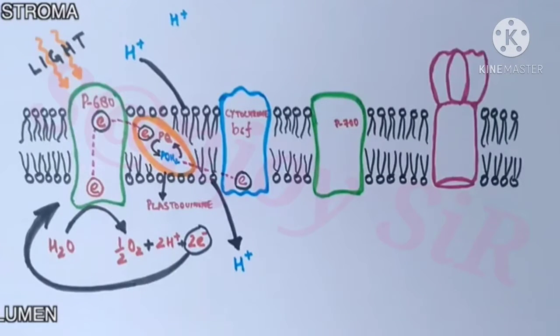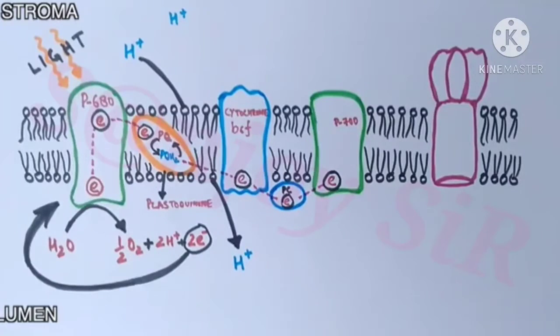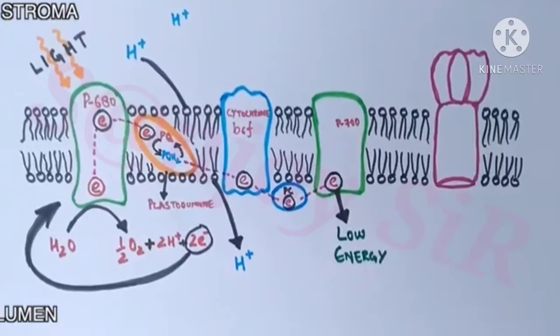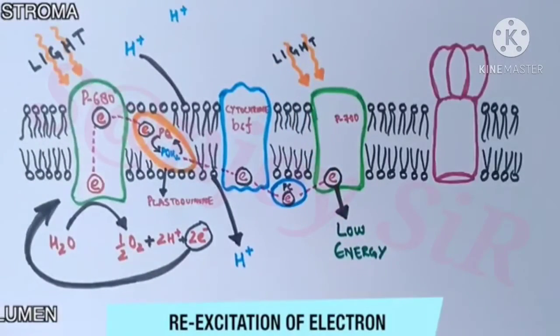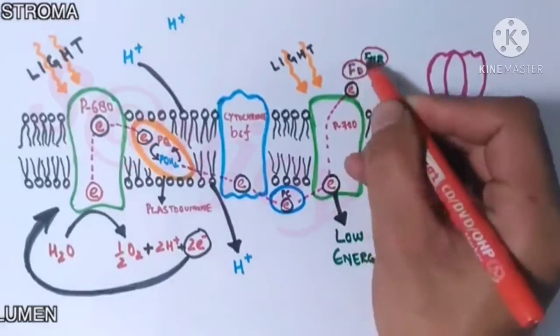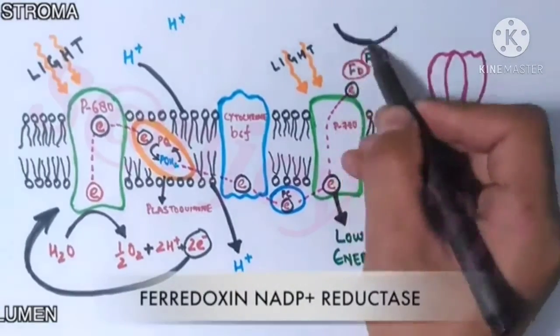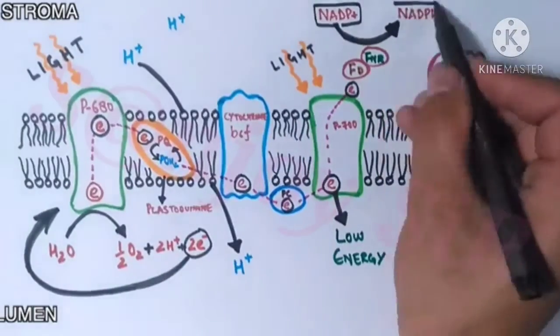After that, this low-energy electron is carried towards another photosystem, photosystem 1, by the mobile carrier protein called plastocyanin. Here in photosystem 1, the electron has low energy, and it gains energy when the photosystem 1 molecule absorbs light energy again and excites the electron back to a higher energy state. And finally, the energized electron is transported to NADP plus by ferredoxin. And in the presence of ferredoxin-NADP reductase, the electron is received by NADP plus and gets reduced to NADPH.